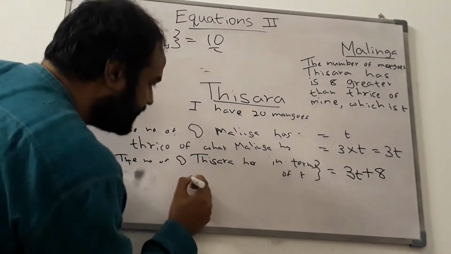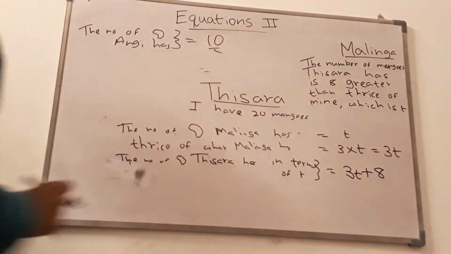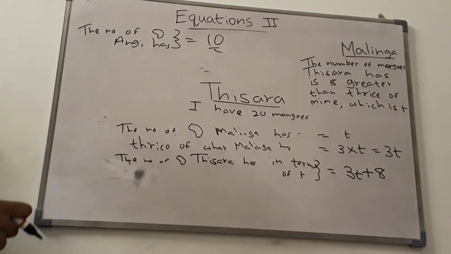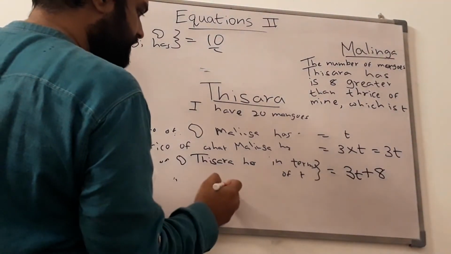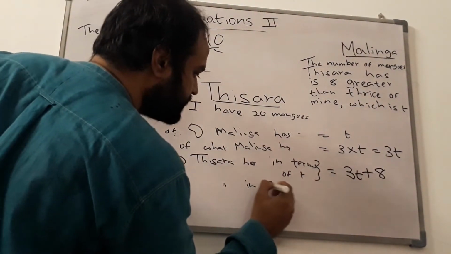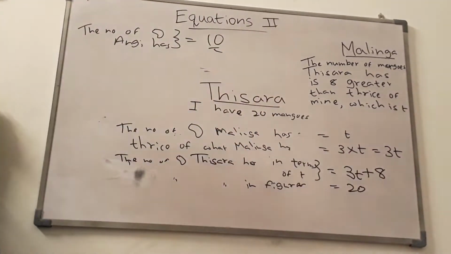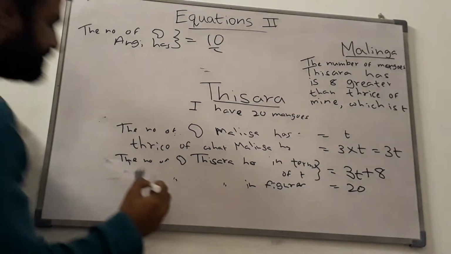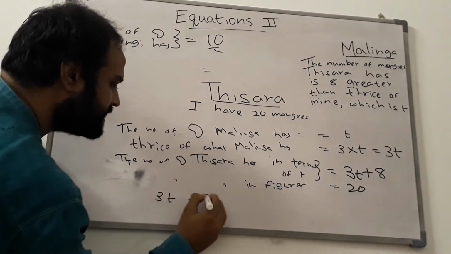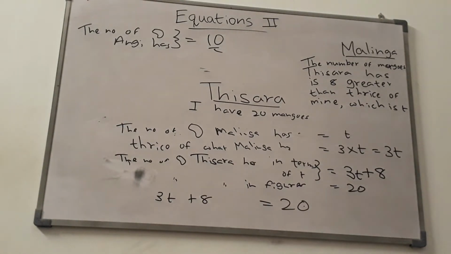So we can say this is also equal to what Tisera has in figures. Tisera's mangoes in figures, we know that is 20. So we can say 3T plus 8 is equal to 20. Now I am going to solve this equation.